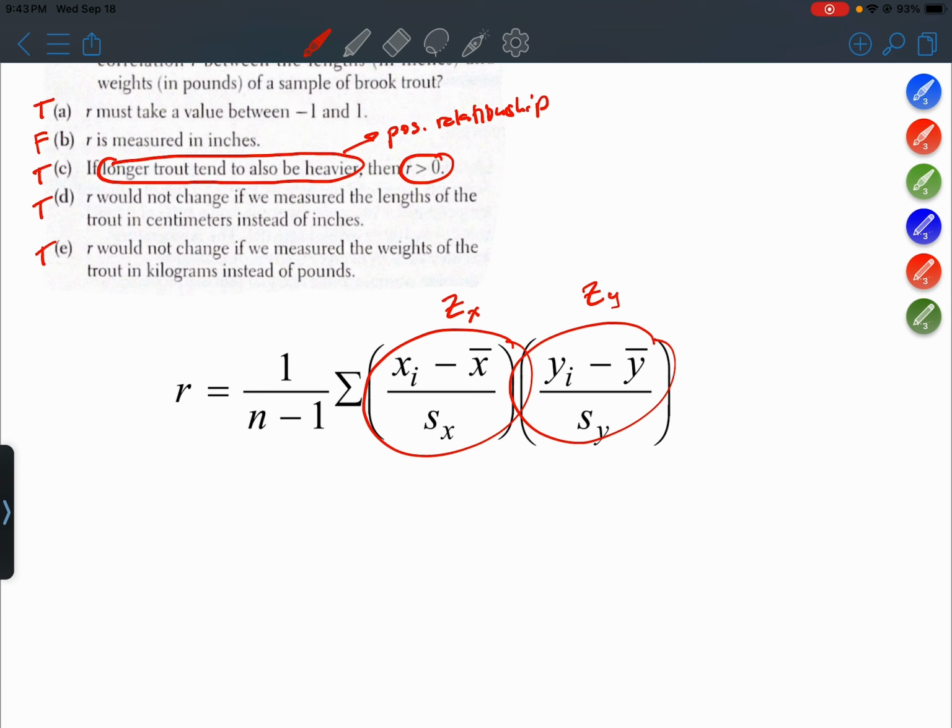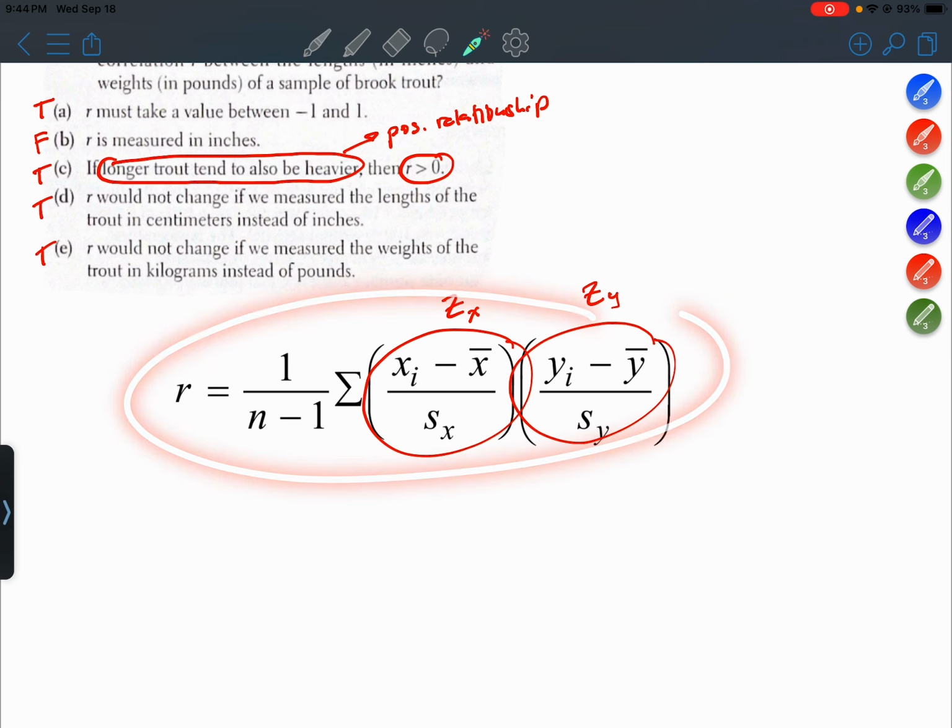Z-scores are standardized values, right? They're in standard units. So it doesn't matter whether things were originally measured in inches or centimeters or pounds or kilograms. This formula converts everything to z-scores anyways. So the original units don't matter.